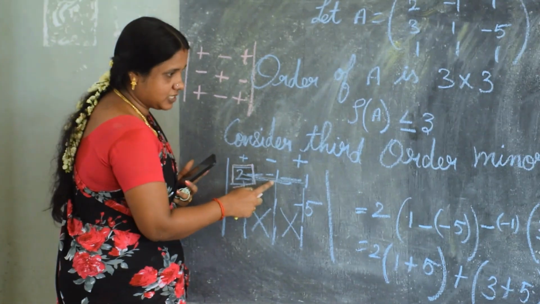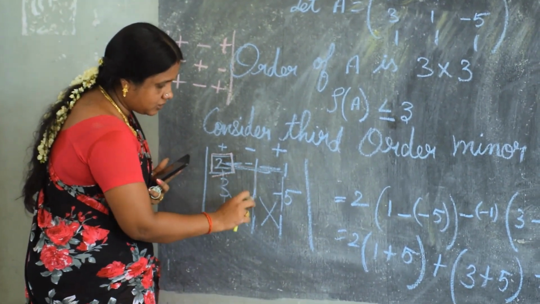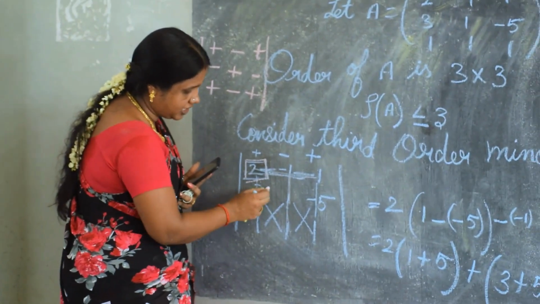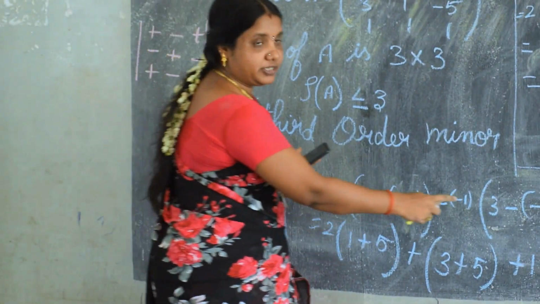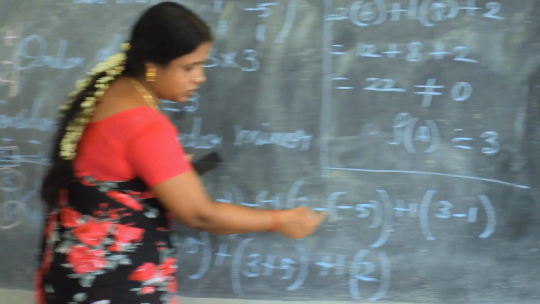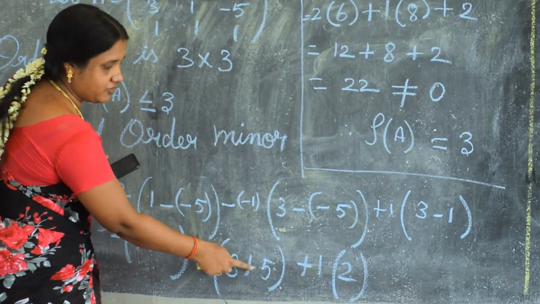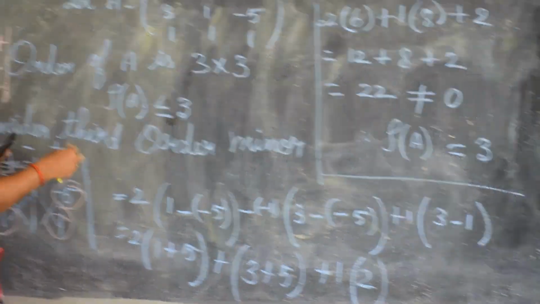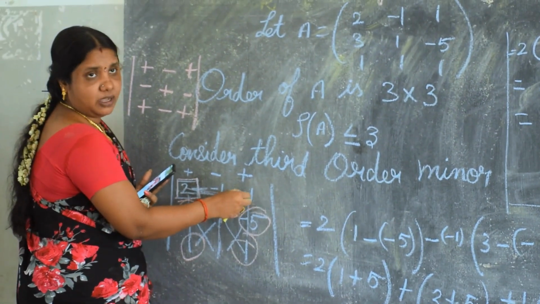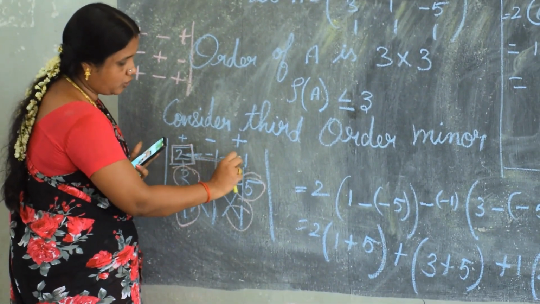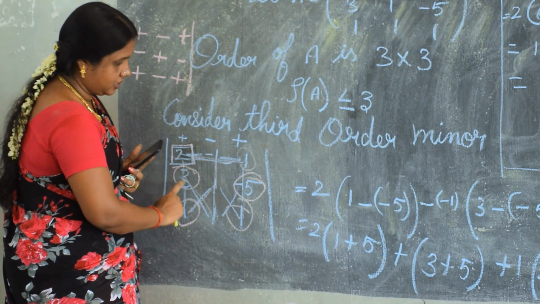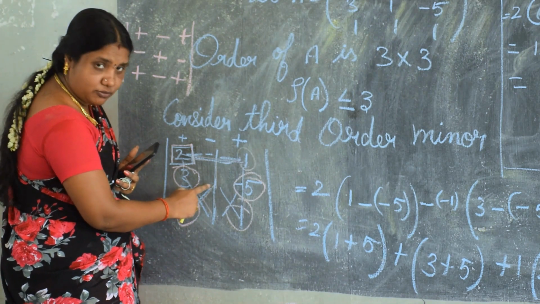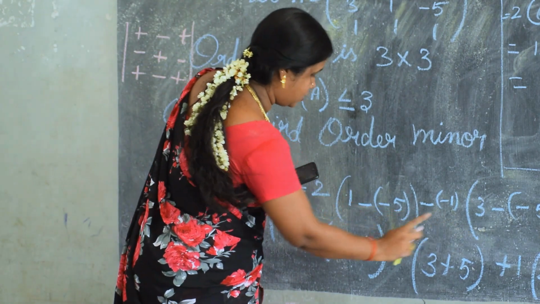So minus of minus 1. Now eliminate this column and row this element belong. Next you have to take this cross multiply this values. So 3 minus of minus 5. Minus into minus plus. So 3 plus 5 is 8. Again last element is 1 plus 1. Now you eliminate this row and column this element belong. Next you have to cross multiply this. 1 3 is 3 minus of 1 1 is 1. 3 minus 1 is 2.